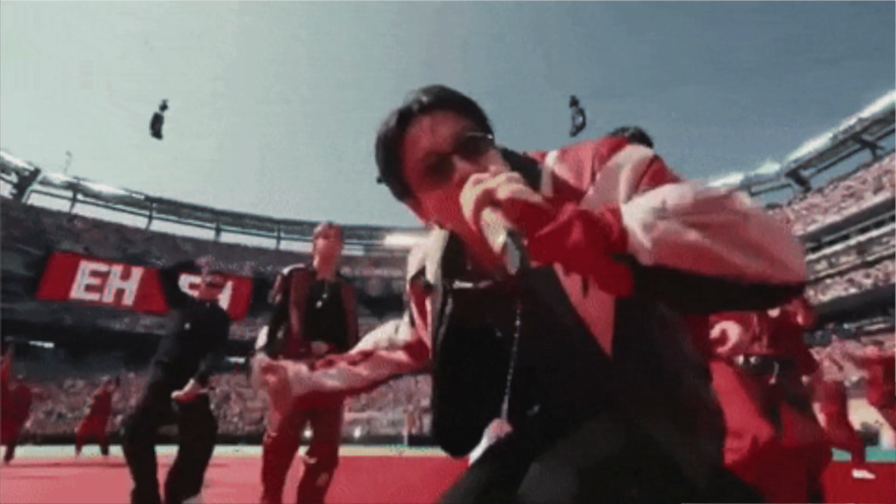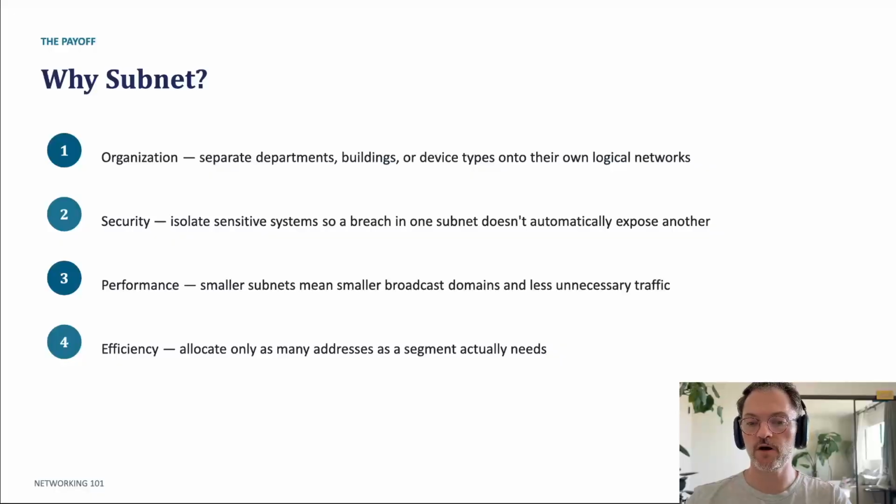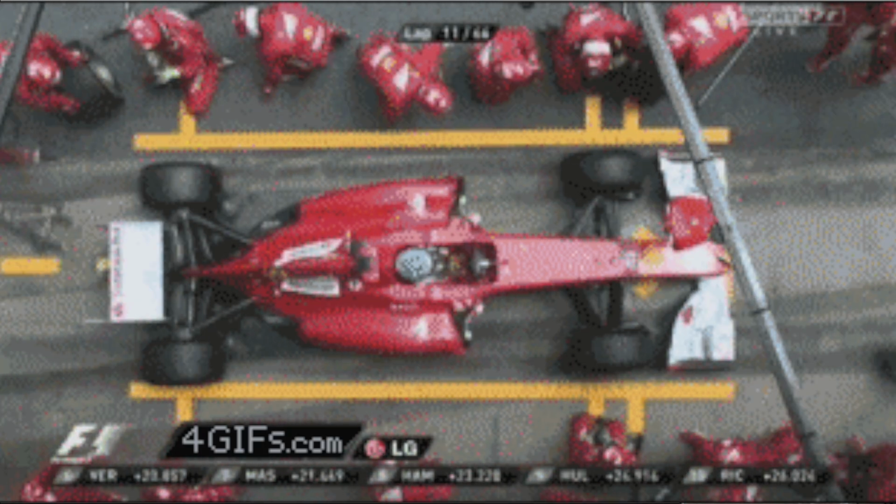Another good reason is performance. Smaller subnets mean smaller broadcast domains and less unnecessary broadcast traffic. Another reason is efficiency. You can allocate only as many addresses as a segment actually needs.